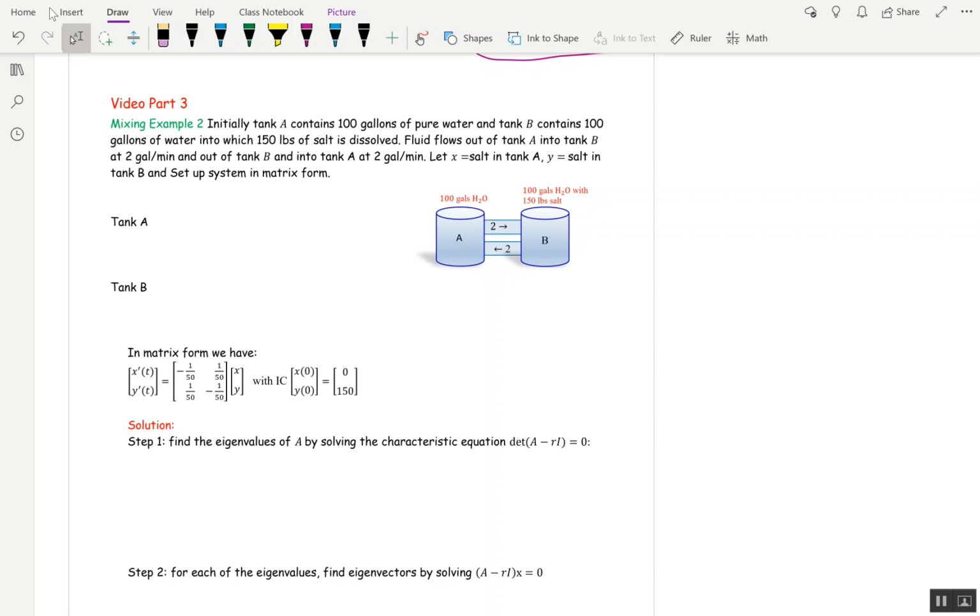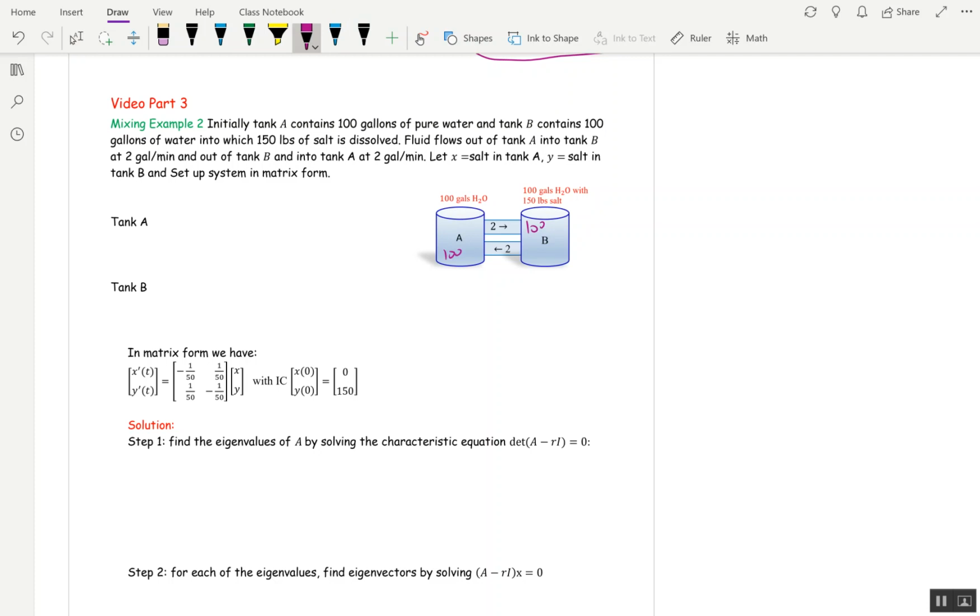This is the last part of section 9.3. I'm going to do a mixing problem with you, and let's just read through it. We've got two tanks. Each has 100 gallons of stuff in it.